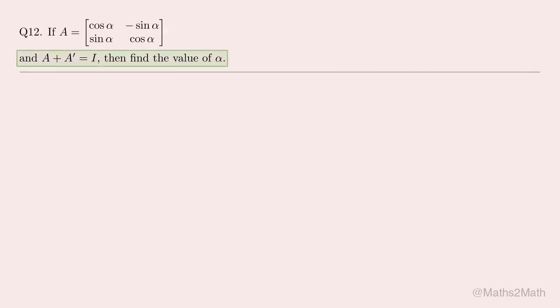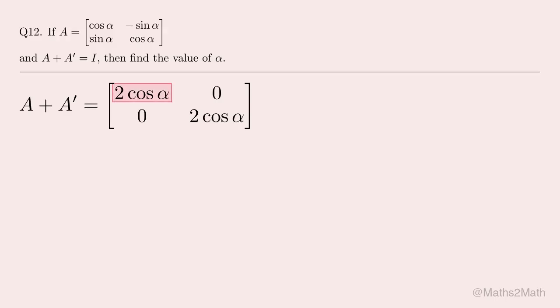The final question. A rotation matrix, whose sum with its own transpose must equal the identity. Adding the transpose doubles the cosine diagonal, and that must equal the identity. Add it to its transpose. The sine terms cancel, leaving twice cosine alpha on the diagonal, equating to the identity. 2 cosine alpha equals 1, so cosine alpha is 1/2. So alpha is pi by 3. That completes exercise 3.3.